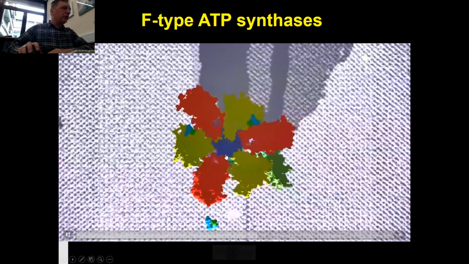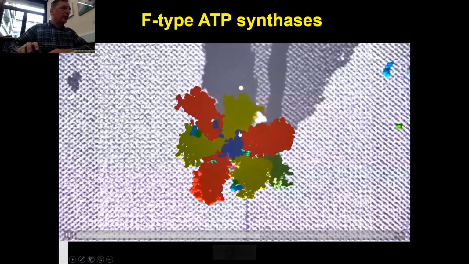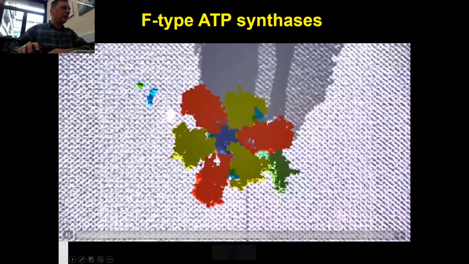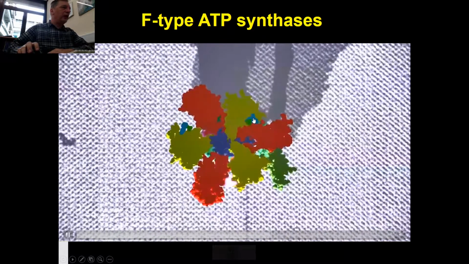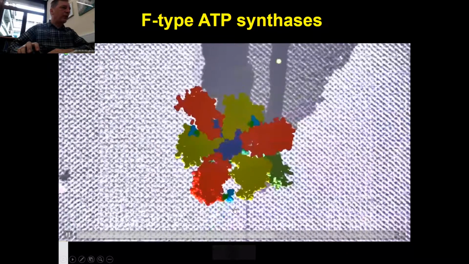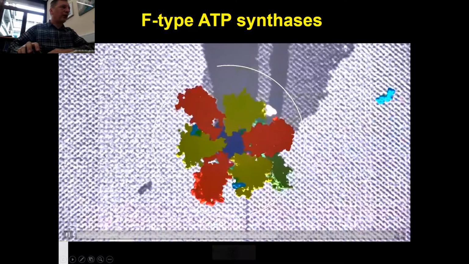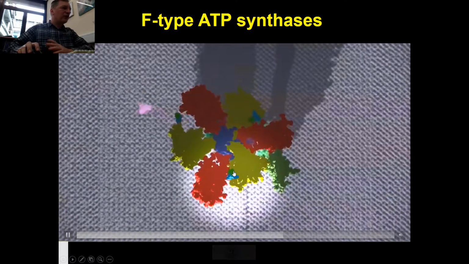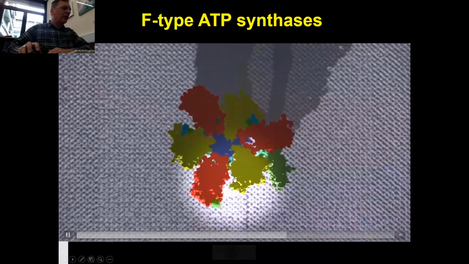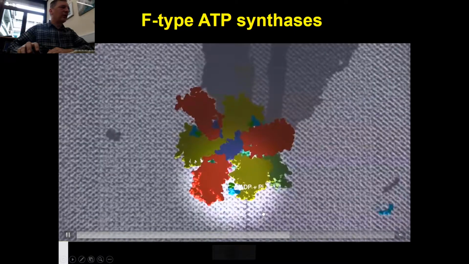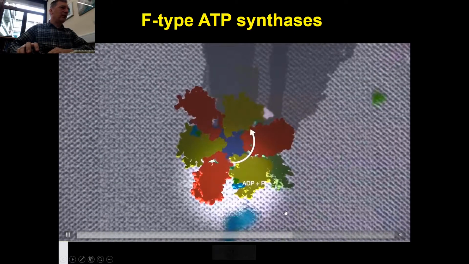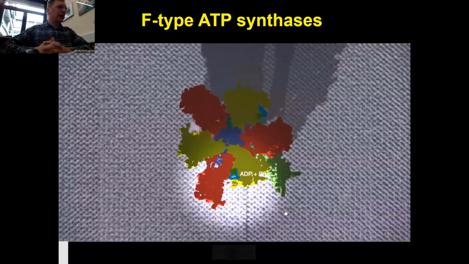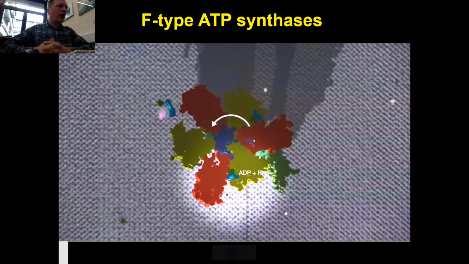Now we see the top view of the central stalk, and you see these interfaces are unequal. There's an alpha-beta interface, alpha-beta interface, alpha-beta interface, but they are different at each time point. One is capable of binding a new molecule of ADP and phosphate. Then a rotation happens. It changes to a state where the formation of the bond can happen, and finally the ATP is released. So that is the rotary catalytic mechanism of ATP synthesis, the very basic part of all life.